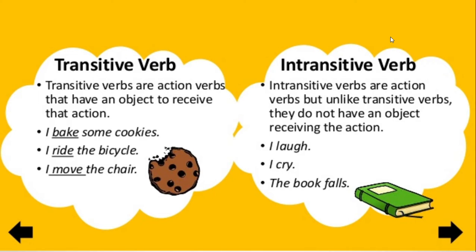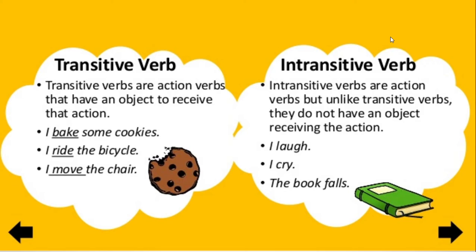Transitive verb. Transitive verbs are action verbs that have an object to receive that action. I bake some cookies. I ride the bicycle. I move the chair. In these sentences, bake, ride, and move are transitive verbs as the action of baking acts on cookies, the action of riding acts on the bicycle, and the action of moving acts on the chair. Thus, cookies, bicycle, and chair become the objects.